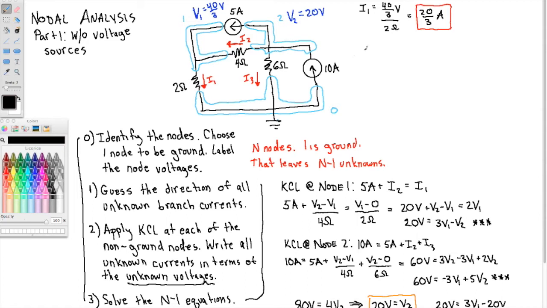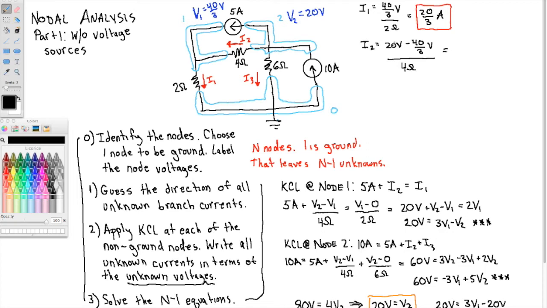If I want I2, Ohm's law says that's the voltage at V2, 20 volts, minus the voltage at V1, 40/3 volts, over 4 ohms.